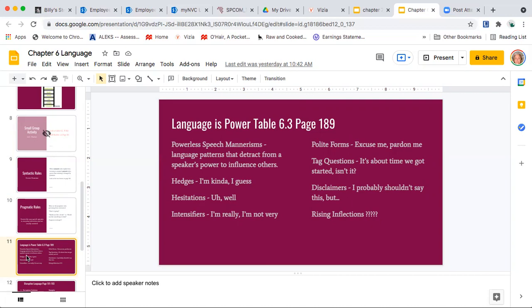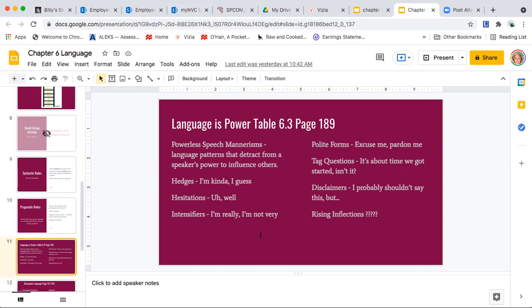So again, let me remind you, these are patterns of powerless speech. These are the mannerisms that many of us have. So I want you to be thinking about which of these you can relate to, and perhaps even some that aren't on here, and consider writing about them in your summary.